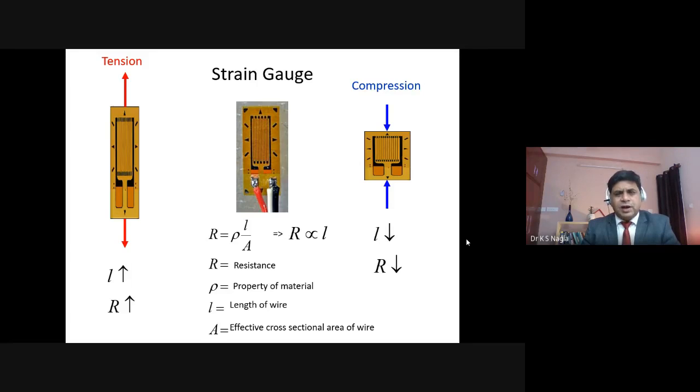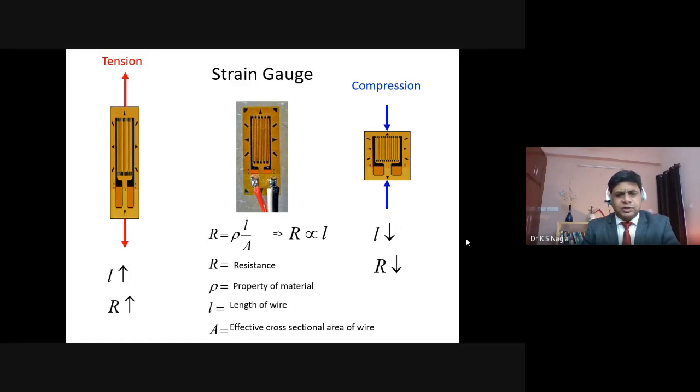So we are well aware of the relationship R equals rho L upon A for all materials or metals. Here R is the resistance, rho is the property of material, that is known as the resistivity of the material, which depends upon the material. L is the length of the wire, and A is the effective cross-sectional area of the wire. If any of the parameters, like if rho is changing, if L is changing, if A is changing, the resistance R is changing.